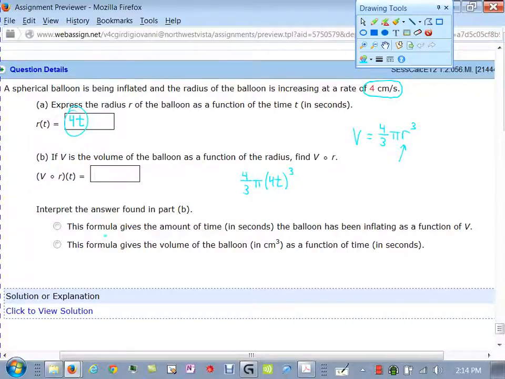All right, interpret the answer. So this formula gives the amount of time? No, it gives the volume as a function of time, right? Because you have t as your variable, and what comes out is the volume.